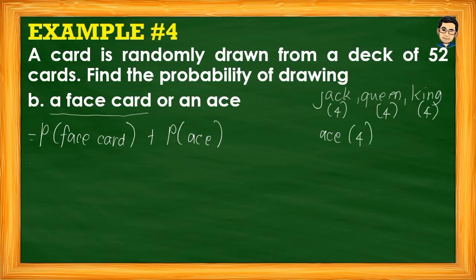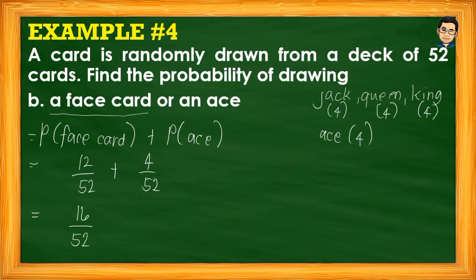So, i-add lang po natin yung probability ng bawat event. So, dito, probability of getting a face card, we have there 12 over 52. So, nanggaling ang 12. So, 4 na Jack, 4 na Queen, 4 na King. So, 4 plus 4 plus 4, we have 12. And then, yung probability of getting an ace card, we have 4 also. So, that is 4 over 52. Now, we'll just add 12 over 52 and 4 over 52. This will give us 16 over 52.